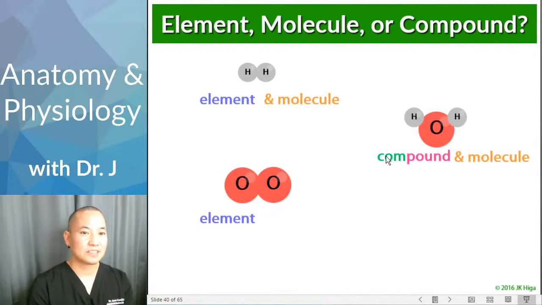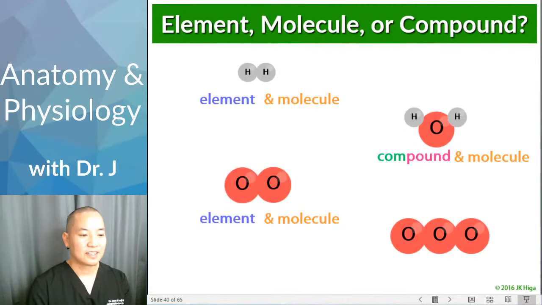But the oxygen we breathe is typically O2 gas. So there are two oxygen atoms linked together. Is it an element? Yes, it's still an element. But is it a molecule or a compound? Well, it's a molecule, but it's not a compound because, again, we have only one type of atom here. It's an element.